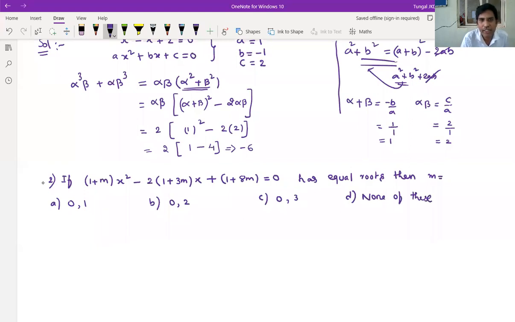So we have to find the equation has equal roots. When a quadratic equation has equal roots, what is the condition? The nature of the roots we discussed, right? So the solution we have to observe.